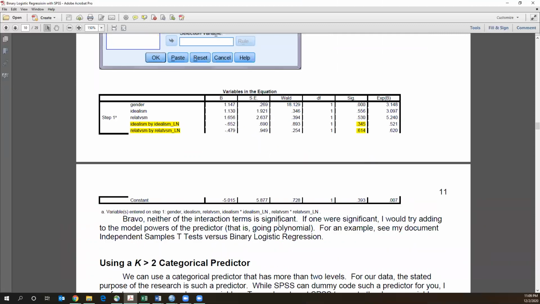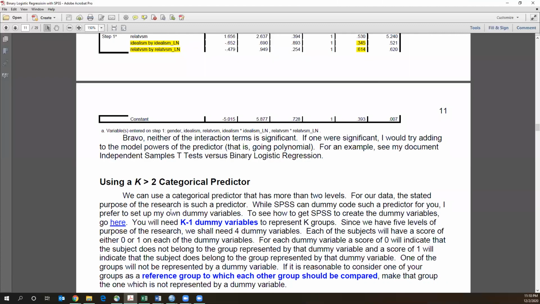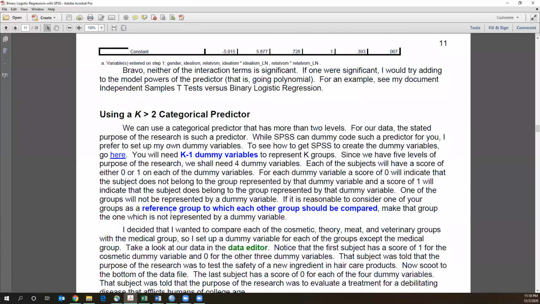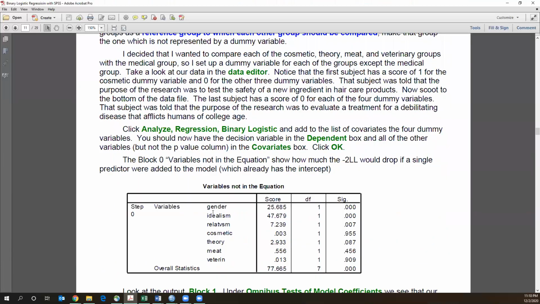So neither one of the interaction terms is significant. If one was significant, you would try to add it, going polynomial, which is a whole other class. But in this case, this shows us that these alone are doing what they need to do, and there's not an interaction effect. All right. There, he goes on to explain different categorical processes that you can go through to examine a larger model.